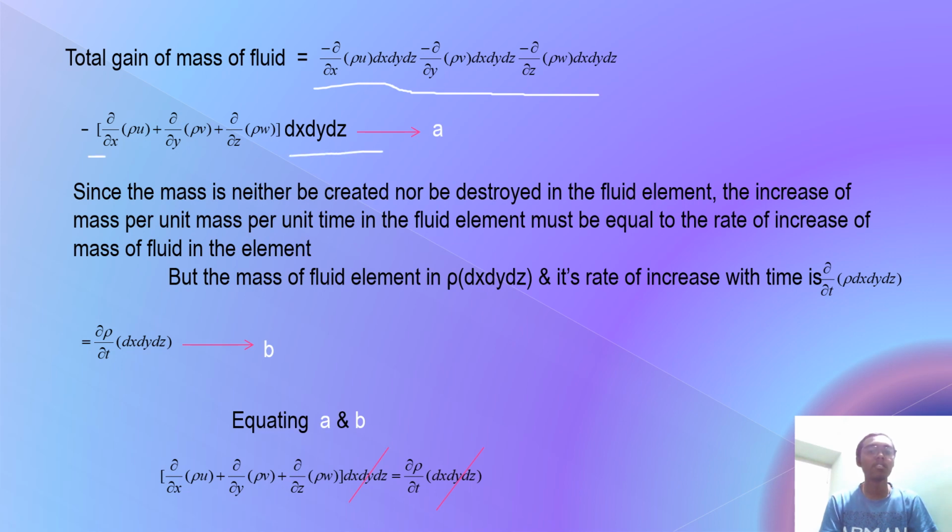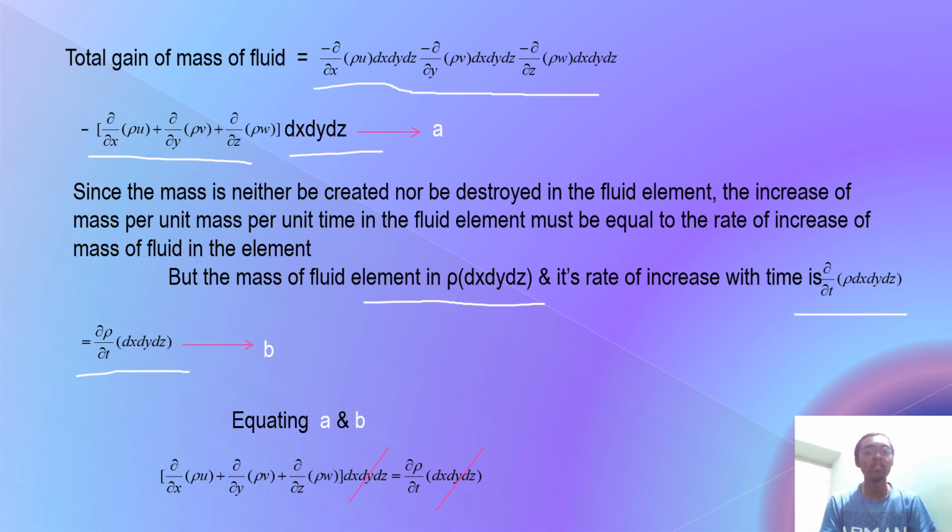We obtain this equation. Since mass is neither created nor destroyed in the fluid element, the increase of mass per unit time in the fluid element must be equal to the rate of increase of mass of fluid in the element. The mass of the fluid element is rho dx dy dz, and its rate of increase with time is the partial differentiation with respect to t. Therefore, we obtain del rho by del t into dx into dy into dz.